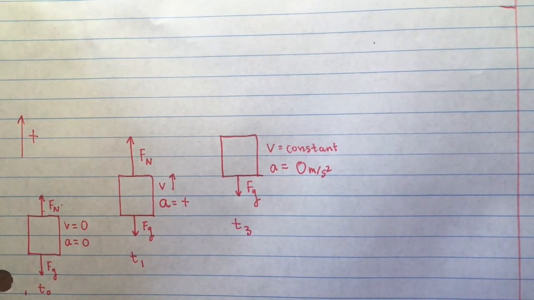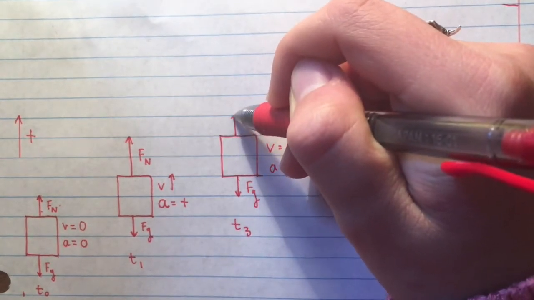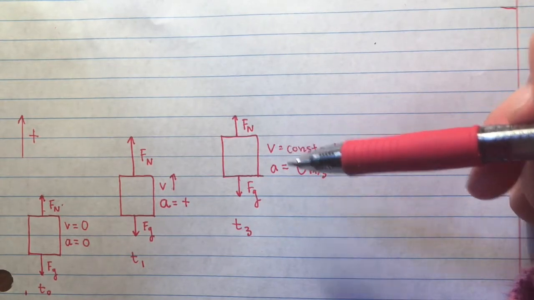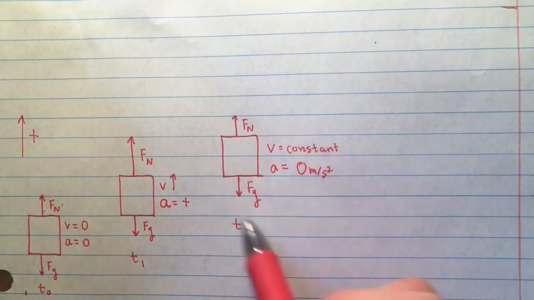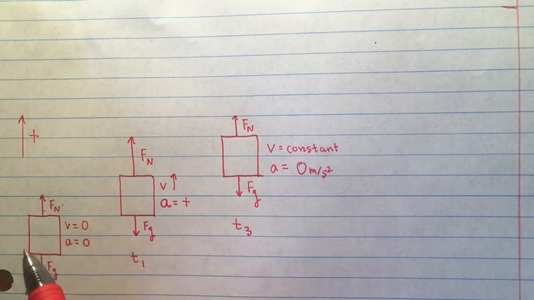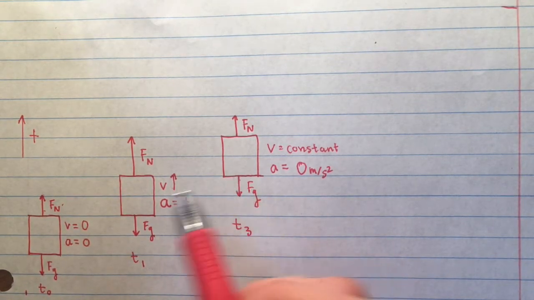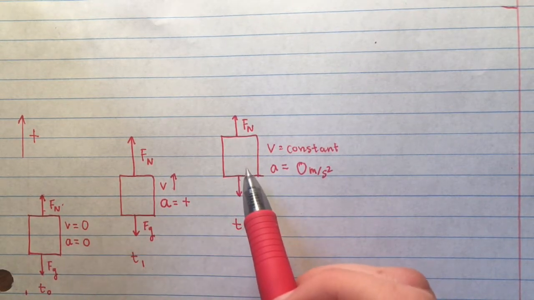So what does that mean? Well, that means that the normal force must be equal to the force of gravity so that the net force equals 0. So what's interesting here is that this free body diagram looks exactly like the free body diagram that we drew at the beginning. And so from this free body diagram, you actually cannot tell whether the elevator is at rest or if it's moving at a constant speed, because in both cases, the net force equals 0.